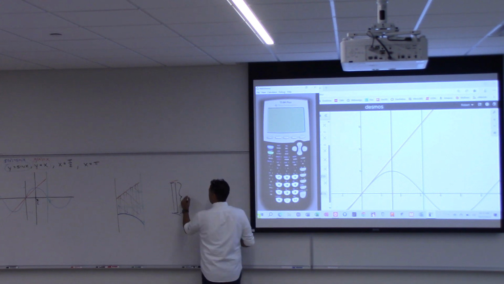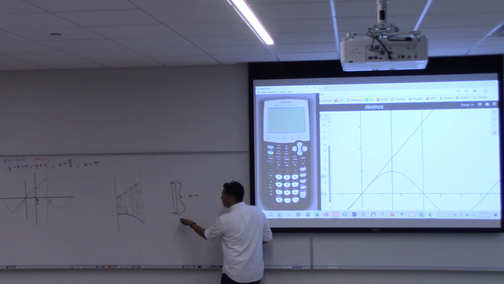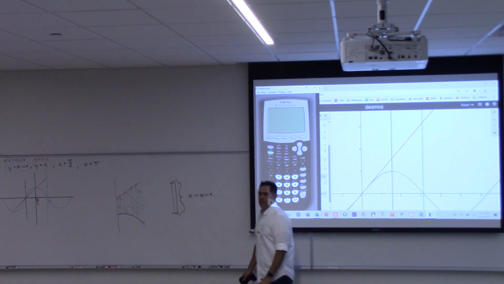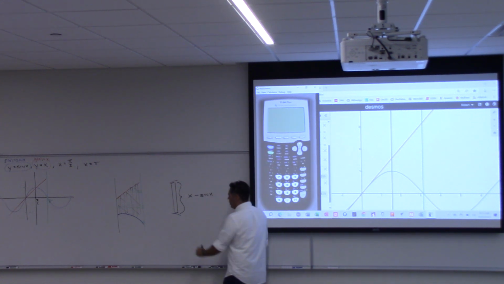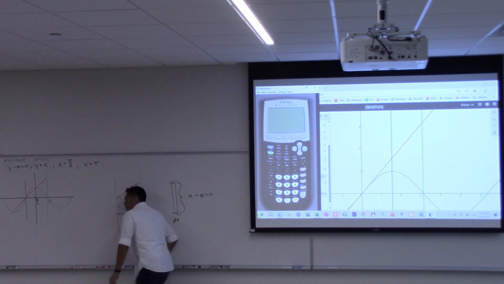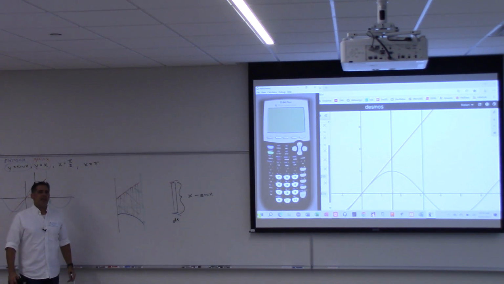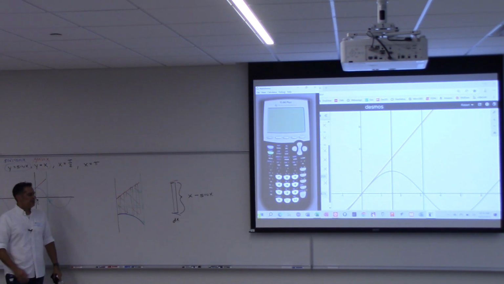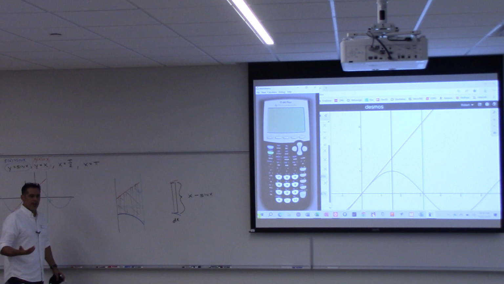What's the red one? G of x, so that's x, right? And I'm subtracting from that the blue one, which is sine, right? There, that's the height of my rectangle. And then the width is dx. Do you get what I mean? Don't be fixated on the formula being f minus g. It's not. It's top minus bottom. If you want a general formula, it's top minus bottom.